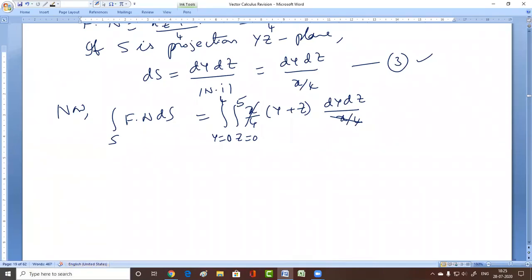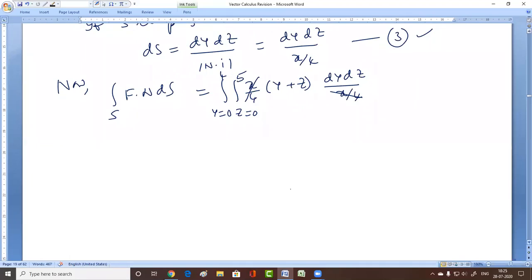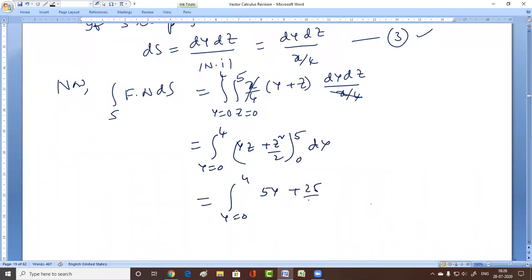Integration is also very simple. First integrate with respect to z, then integrate with respect to y. Integral y is 0 to 4, of yz plus z square by 2, limit 0 to 5, dy. Now substitute the limits. Y is 0 to 4, of 5y plus 25 by 2 into dy. Now ordinary integration: 5y square by 2 plus 25y by 2, from 0 to 4.